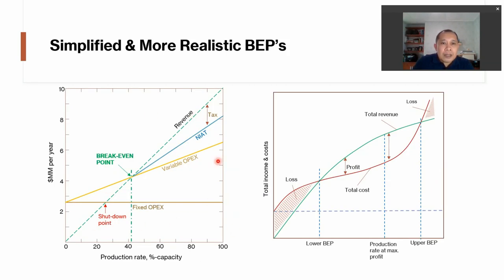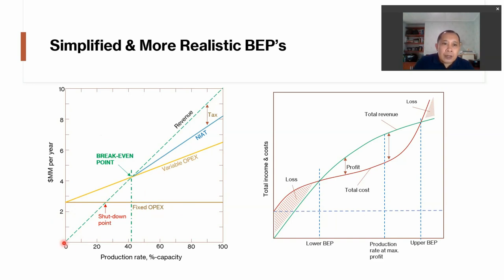On the left-hand side, this is a simplified diagram of BEP. The horizontal axis is production rate, usually given as percent of design capacity, and the vertical axis is the price or the cost component per year. The horizontal line here, which is brown, is the fixed OPEX, and that's the variable OPEX. So the sum of these two curves gives you the total OPEX. Okay, fixed and variable OPEX.